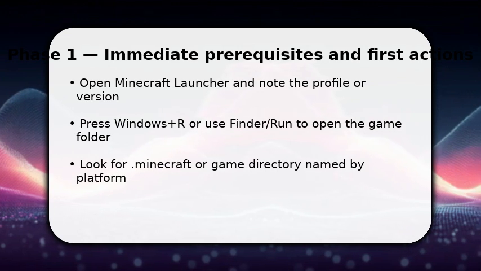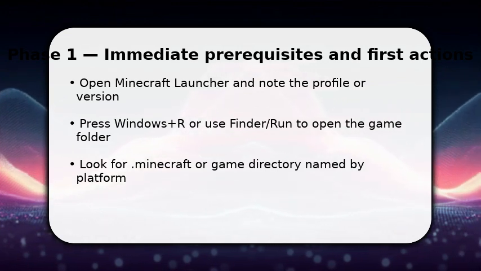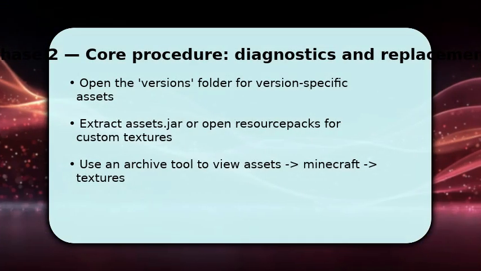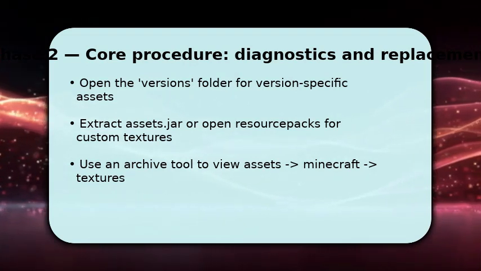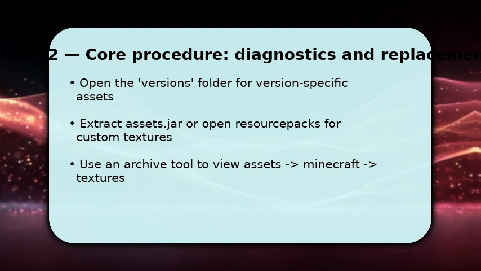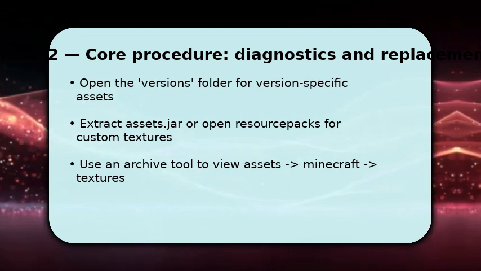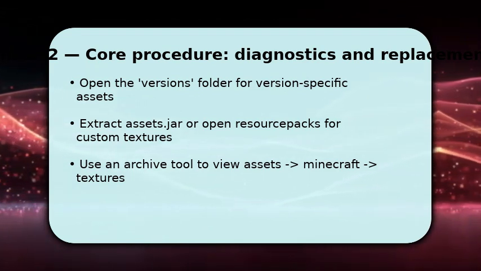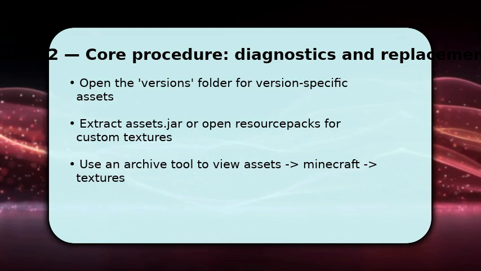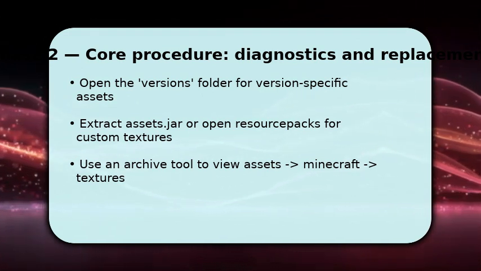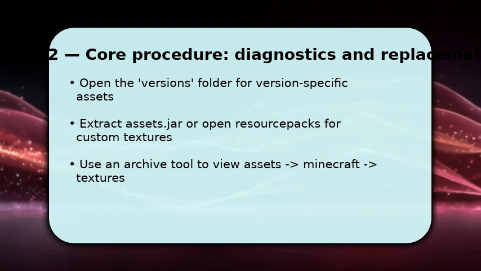This gets you to the root where assets and versions live, so you can access the textures. You now navigate into versions or resourcepacks. First, check the versions folder for the exact version you run. Once inside, open the version jar with a zip tool. Inside, you'll find assets, minecraft, textures. If you use a resource pack, open its zip or folder instead, because that overrides base textures.